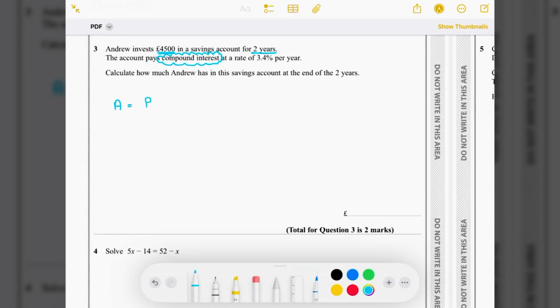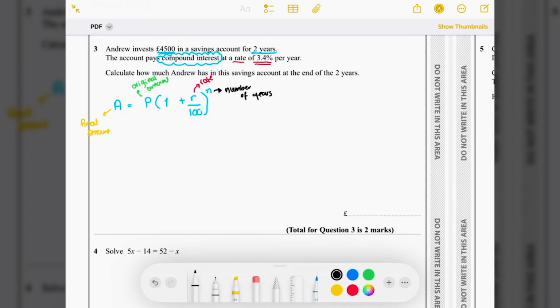A equals P, brackets 1, plus the rate, R, over 100, all to the power of N, which is the number of years. A over here, this is your final amount. P is the principal, which is basically the original amount. So let's write original. R is your rate, and the rate here of 3.4% is out of 100. That's why R is divided by 100. And then N at the top, that is your number of years.